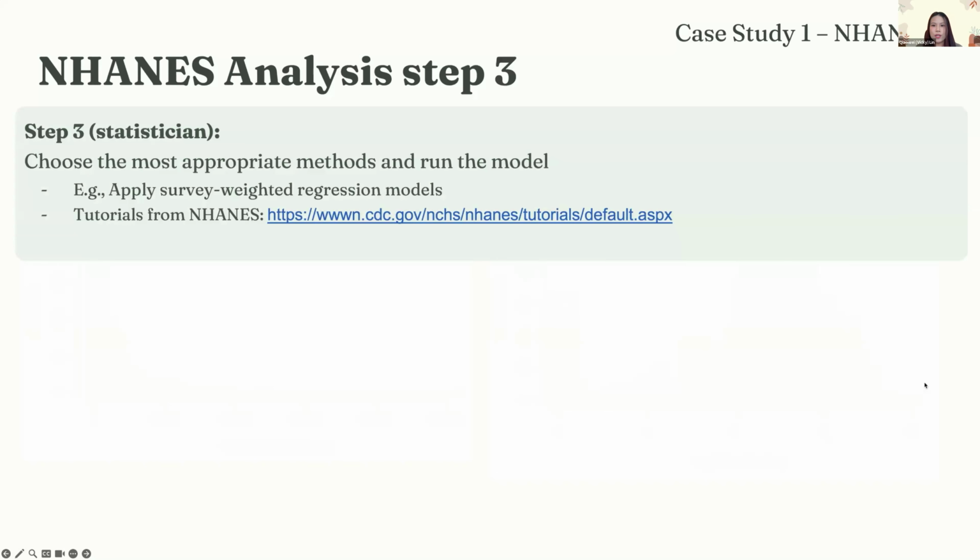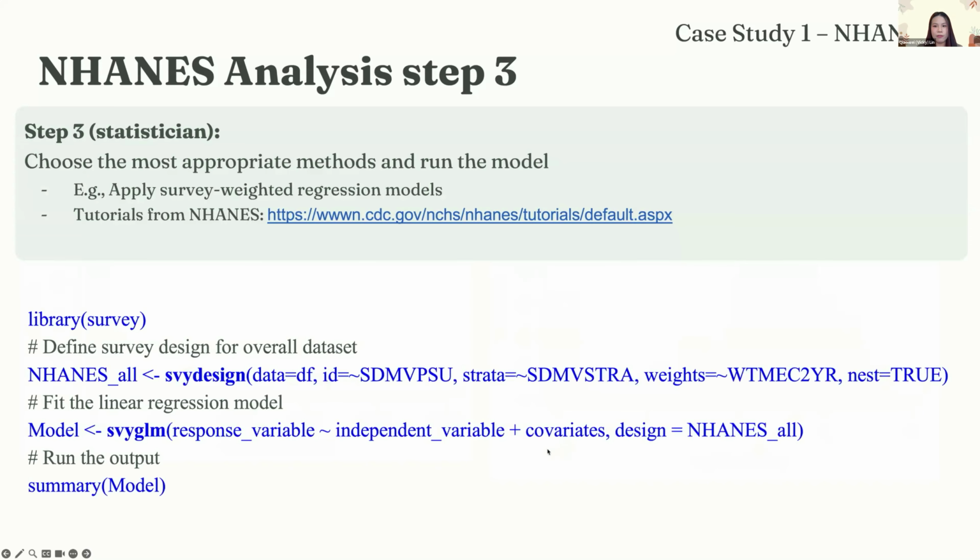Here's the last step, choosing the most appropriate methods and running the model. For survey data like ENHANCE, we use survey-weighted regression to represent the US population. The survey package in R makes this easy. You can see here, we first define the survey design using variables for cluster, strata, and weights, and then fit the regression model. ENHANCE even provides sample code for this, which makes implementation quick and reproducible.